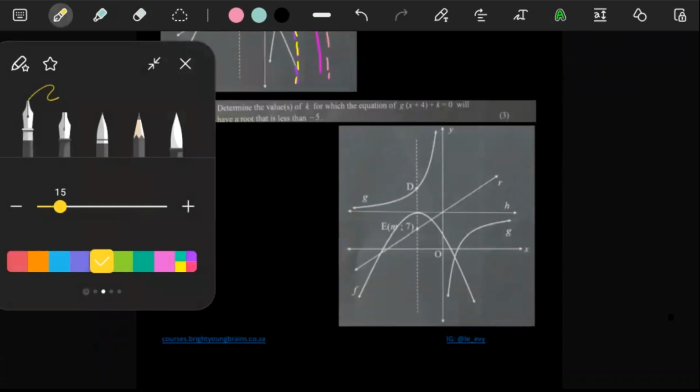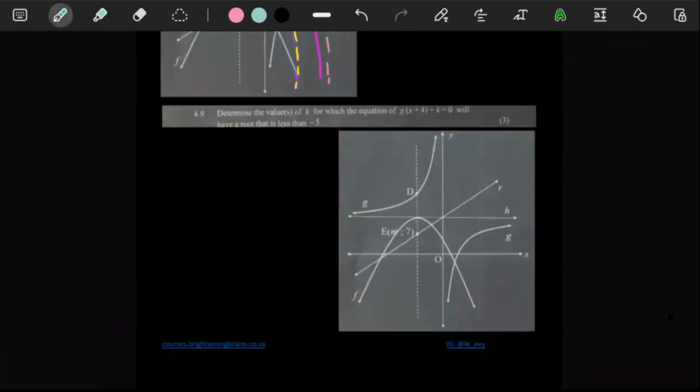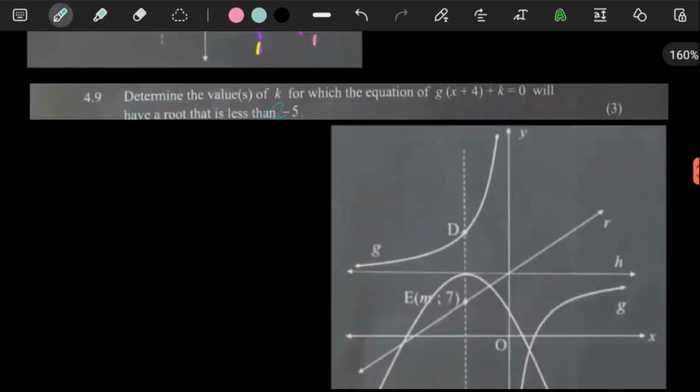Okay, anyway, so what I was saying is, let's see, 4.9. 4.9 says determine the values of k for which the equation of b to the power x plus 4 plus k is equal to 0 will have a root that is less than -5.